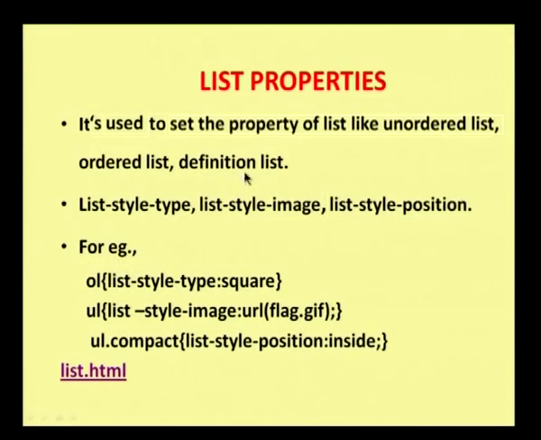Next is the list property. The list property is used to apply properties for lists like unordered list and ordered list, and the list properties are type, image and position. For example, this unordered list with the type square should be displayed with square bullets, and then image, and then compact. We have seen font and text properties. Due to the time factor, we will see the rest of the properties in the subsequent session.